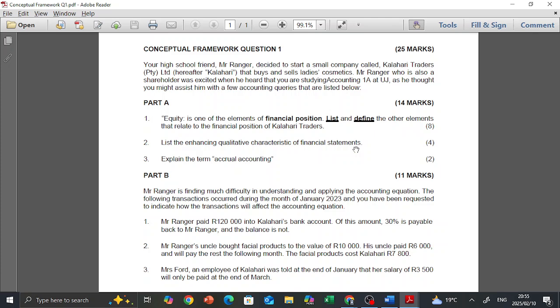So the enhancing qualitative characteristics, I must list all of them? Yes, please. Right here, it just says list. You don't even have to define. Just list. See where the marks are. Comparability, verifiability, timeliness, and understandability. That's lovely, my good sir. For those that were not in my classes, yes, please, a round of applause for him.